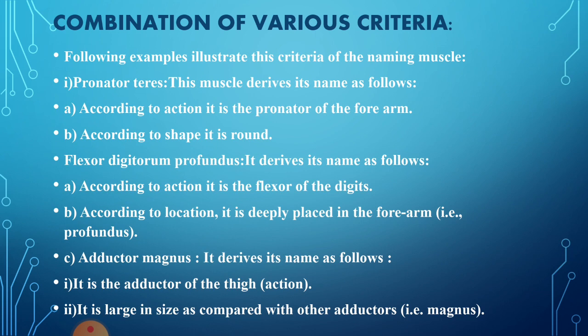The last example is adductor magnus muscle, and by the action this muscle is the adductor of your thigh, and magnus means a large muscle according to its size. So it is the adductor of the thigh by the action, and it is large in size as compared with other adductors, that is magnus.